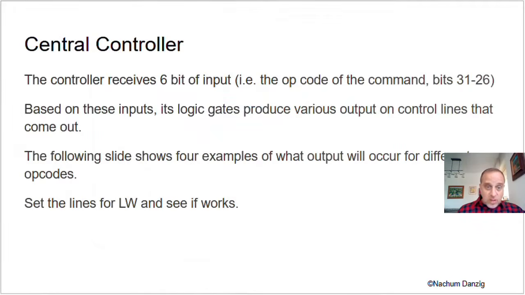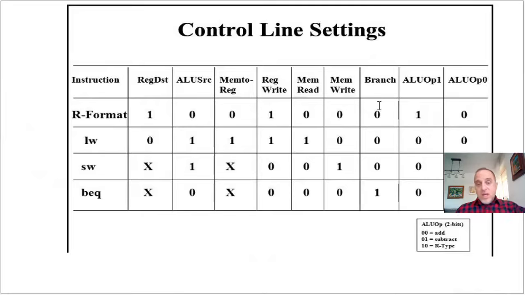So the controller receives 6 bits of input. That's the opcode, which is bits 31 to 26 of the command. Based on these inputs, its logic gates produce various output lines. So, for example, here I have the output lines as they should be for various commands. If it's an R type, only the register destination, the register write, and the ALU op1 should be lit up, should be a 1. All the others should be a 0.